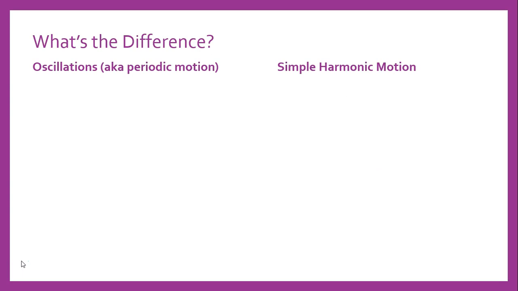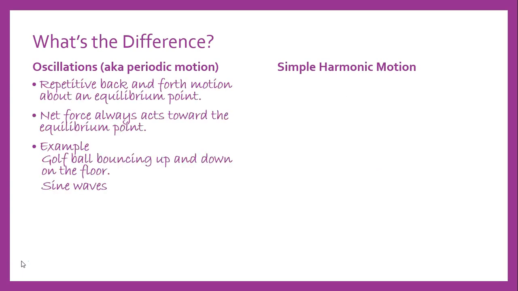Oscillations, also known as periodic motion, involve repetitive back and forth motion about an equilibrium point. Net force always acts toward the equilibrium point. An example would be a golf ball bouncing up and down on the floor or sine waves.